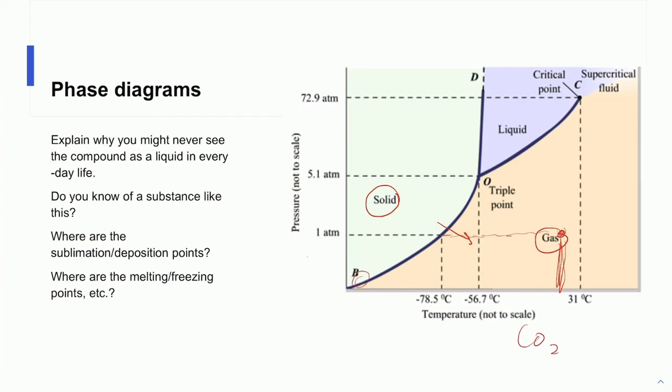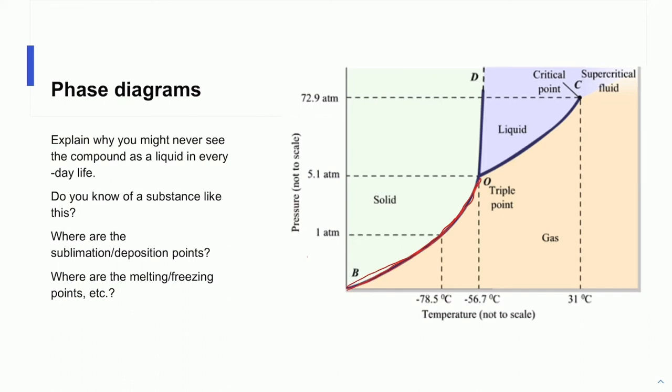Okay, so where are the sublimation deposition points? Sublimation and deposition. Subliming, which is what I just mentioned, is going directly from solid to gas, okay? And deposition is the exact opposite. So deposition is gas depositing into a solid. And so the line that connects these is this line. In this case, it's the B line. Okay, that is the sublimation deposition point.